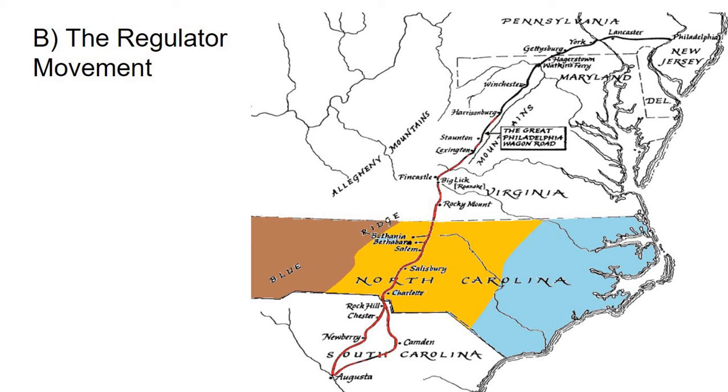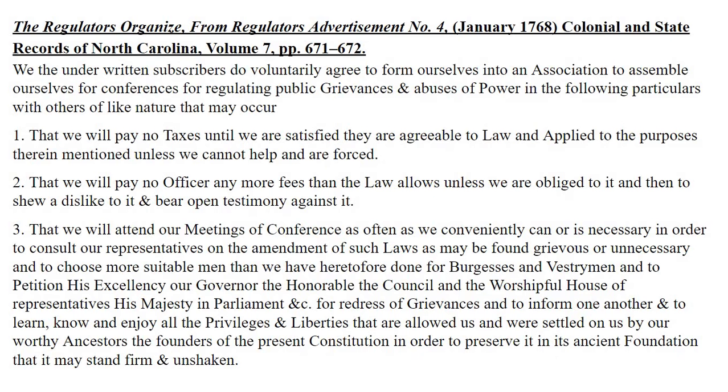The Regulator movement is a movement that started in western North Carolina, with poor backcountry and landless farmers wanting to redistrict the colonial legislature to provide more representation to the growing regions on the frontier. Almost all the power was still held by the wealthy tidewater planters, and so the Regulators refused to pay taxes, shut down courts, and armed themselves in order to fight back and demand greater political representation.